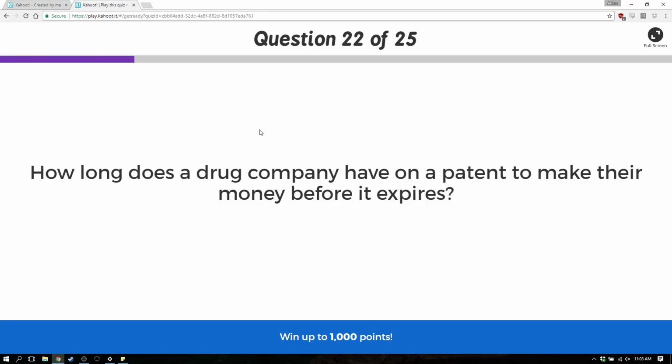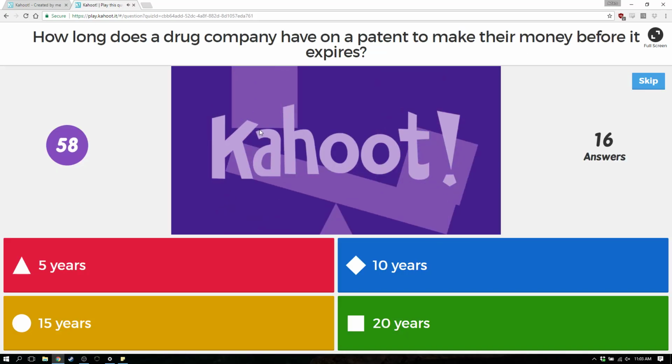Okay, how long does a drug company have on a patent to make their money back before it expires? After they file their new drug application.